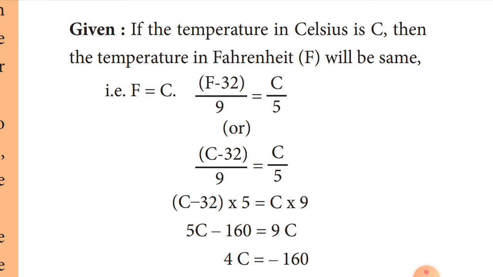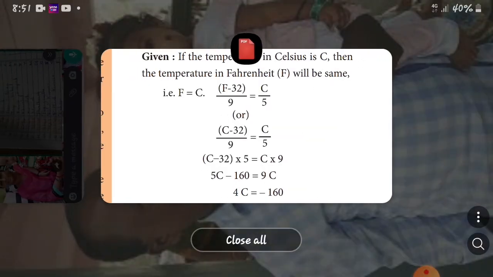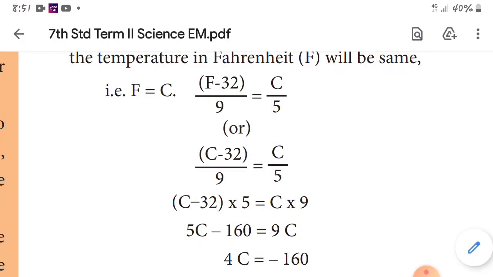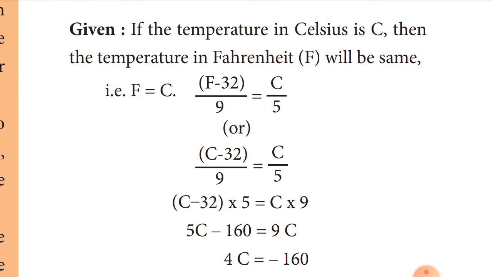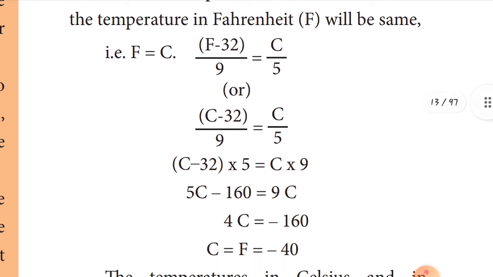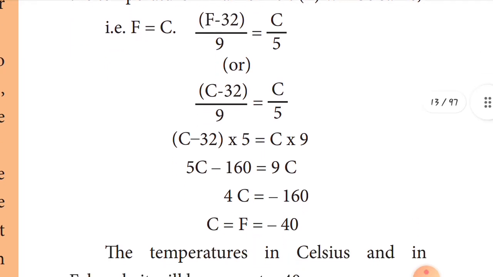Here 9C. And then you have the value of 5C. Again doing the multiplication, children. 5C minus 32 into 5, how much? 160 is equal to 9 into C. So 9C here, 5C here. 9C minus 5C, how much? 4C is equal to minus 160.